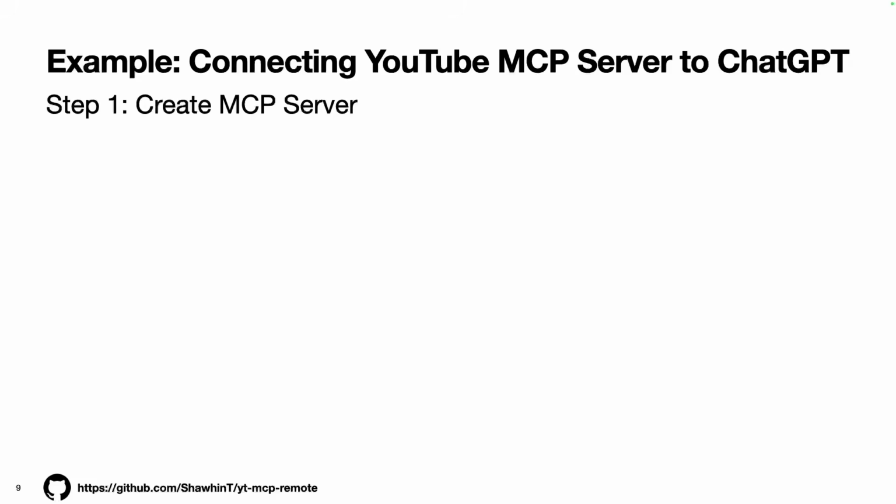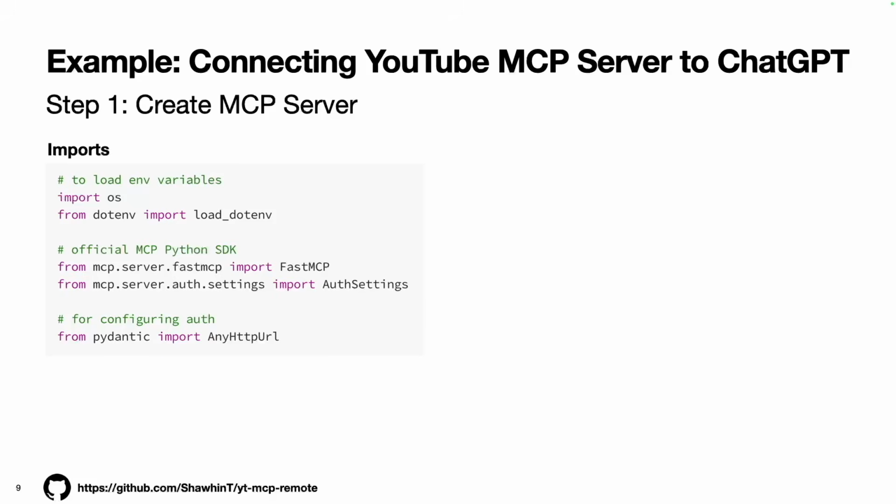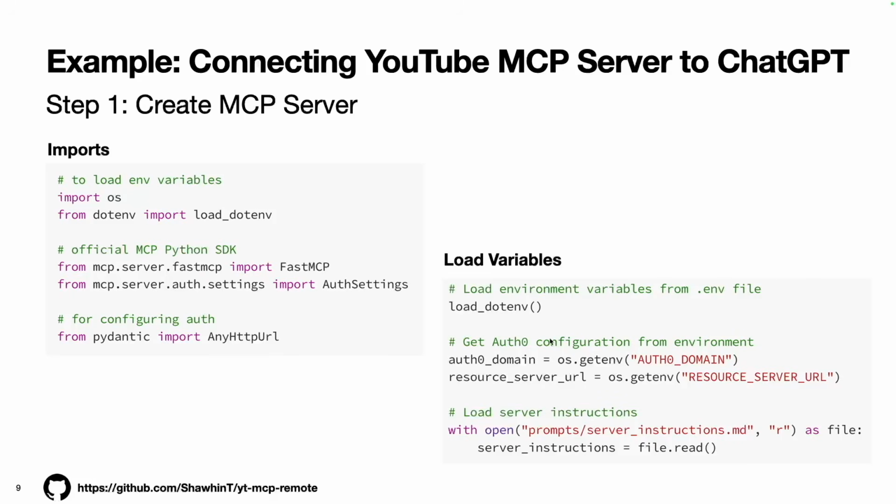So to create the MCP server, this is going to be pretty similar to content we've seen in past videos of creating local MCP servers with a couple of tweaks. And so the first thing we'll do is import some environment variables. So we'll import OS and the python-dotenv library to load environment variables. We'll import a couple things from the official MCP Python SDK, and then we'll also import this class from Pydantic. With that, we'll load in the environment variables from the .env file.